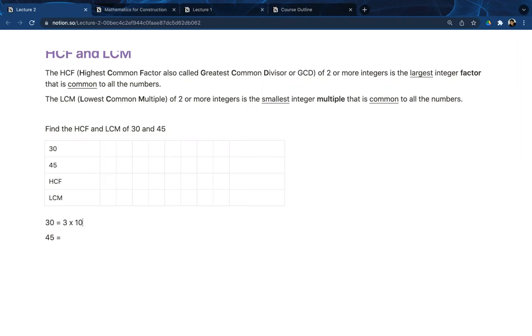And since 10 is not a prime number, we can split it up even further. This is 3 by 2 by 5. Okay. So right, it has 2 by 3 by 5. What about 45? 45 is 5 by 9. 5 nines are 45. This is 5 by 3 by 3. Can we write it in order? By 3.